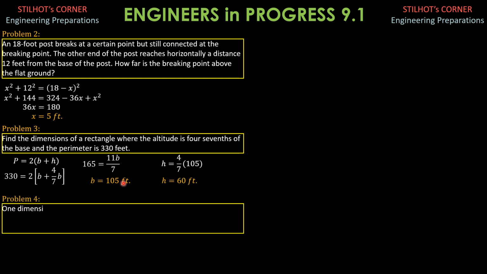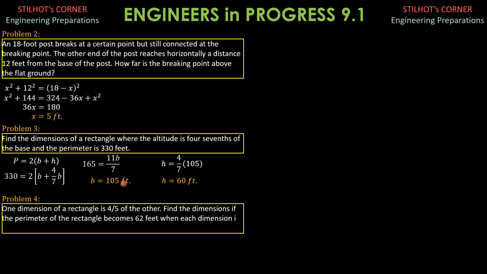Problem 4. One dimension of a rectangle is 4/5 of the other. Find the dimensions if the perimeter of the rectangle becomes 62 feet when each dimension is increased by 2 feet. So first, the altitude, or the other dimension, is 4/5 of the length or the base. So the perimeter is 2 times b plus h.